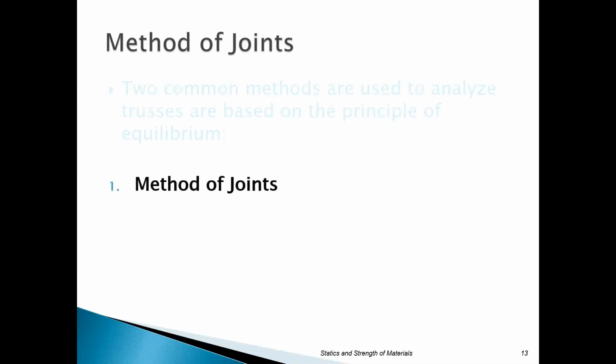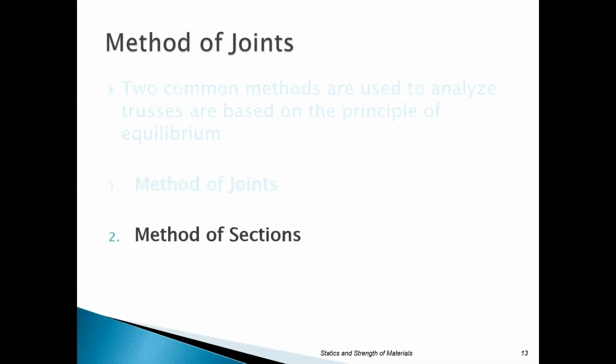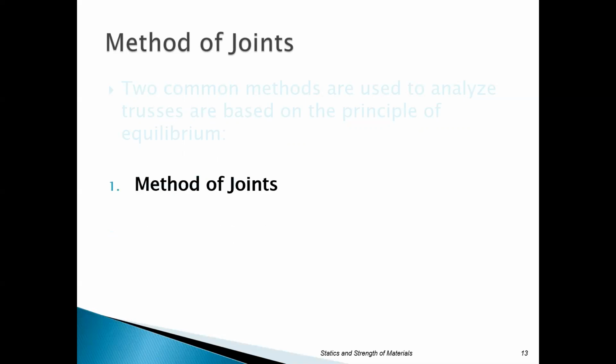So the first method is method of joints, and we're going to consider that today. The second method is method of sections, and we're going to look at that next week. So method of joints is a complex method. It analyzes each and every joint within the truss. So it can take you a while to perform. So if you have 20 joints, you're going to have 20 free body diagrams. And so you can see that some of these problems could take you an hour to go through. So it's a little bit longer method.